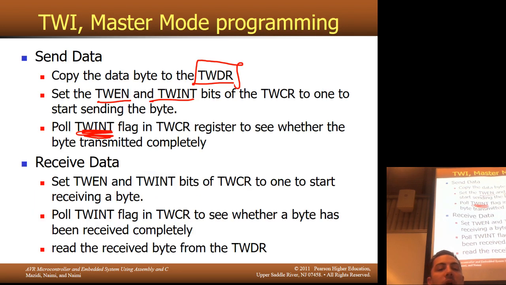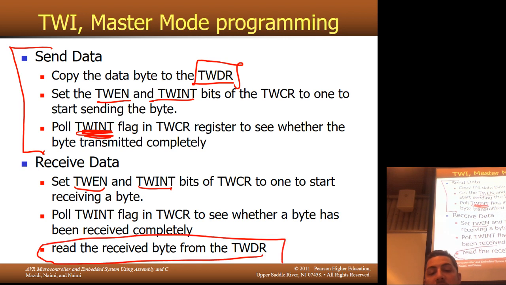Now, that's if you're a master and you're sending data. If you are a master and you are receiving data, you turn on the enable, the interrupt, and that's it. It's the same. The only difference is you read at the end of this. Now, since the protocol to start it is the same, how does the processor know whether it should be receiving data or transmitting data?